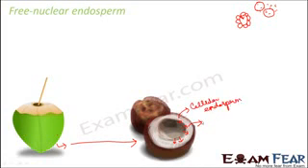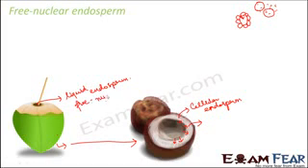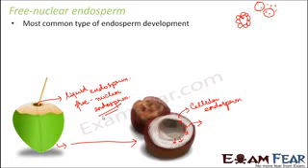So in a mature coconut, what you see here is the cellular endosperm. That means the edible part of the coconut is the endosperm, and here what you see is the liquid endosperm, which is in the form of free nuclei, that is free nuclear endosperm. So these are the various forms of endosperm. Now you understand how nutritious endosperm is, that it is edible for us. It is the most common type of endosperm development.